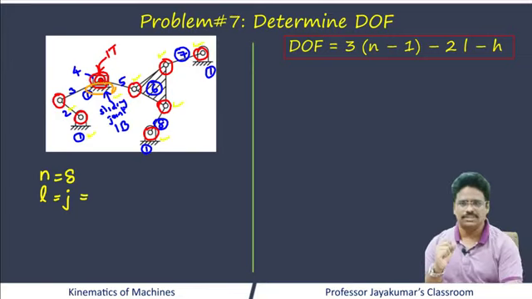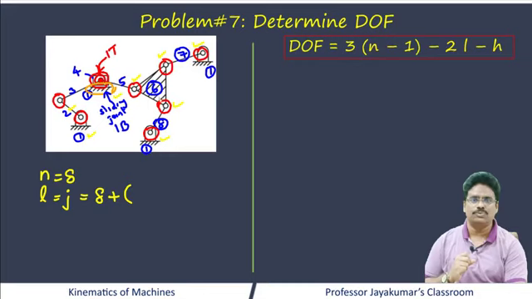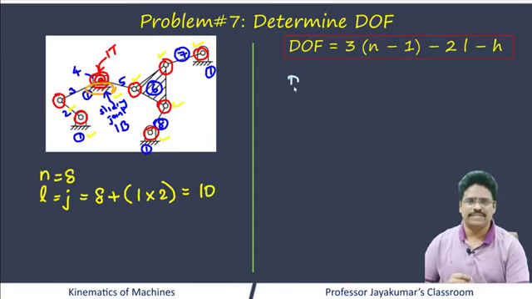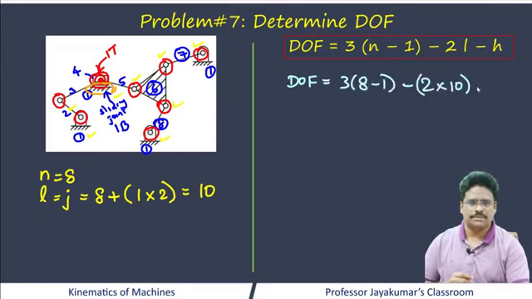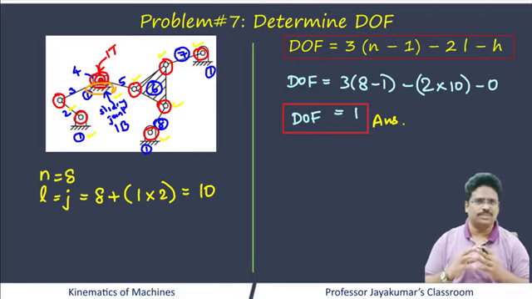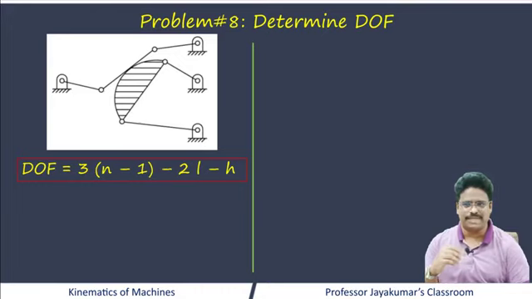Is that clear? Yes, we have 8 binary plus how many ternary? 1 ternary. So 1 into 2. So we get 10 equivalent binary joints. Now easily we can find the value. So in this mechanism, we have only 1 degree of freedom. Now let us solve problem number 8 in the same manner.